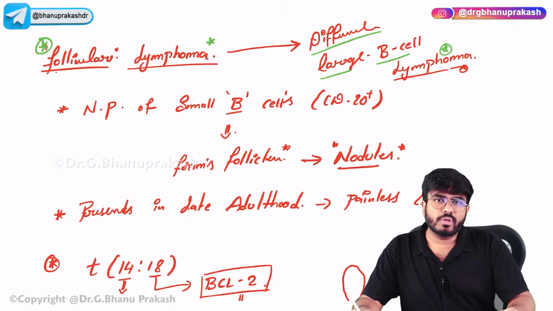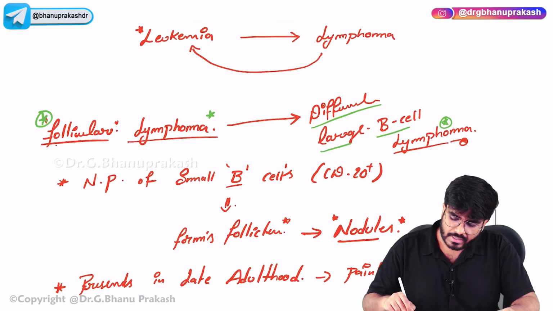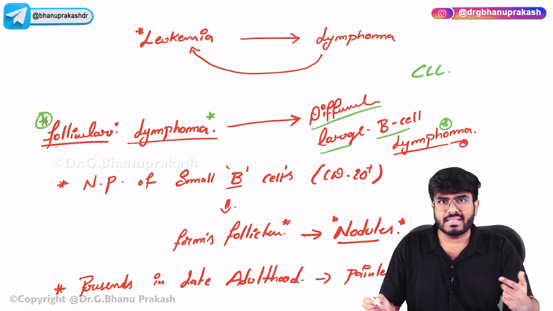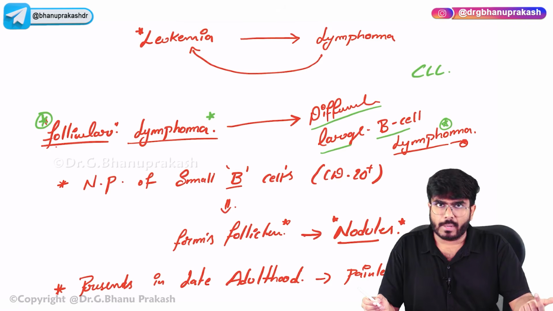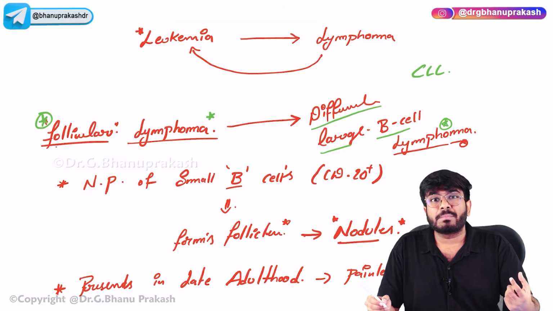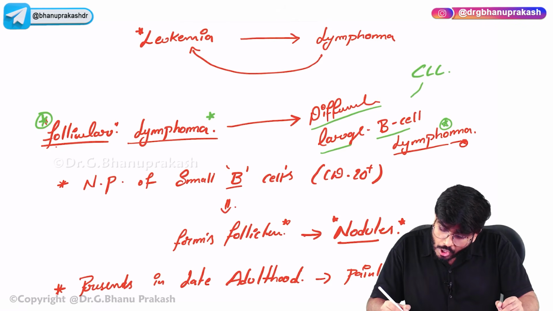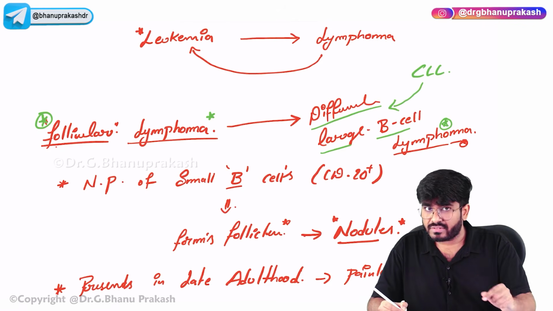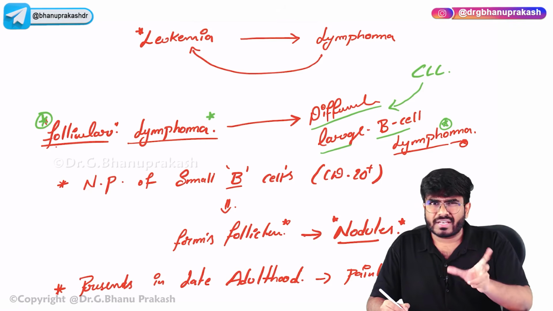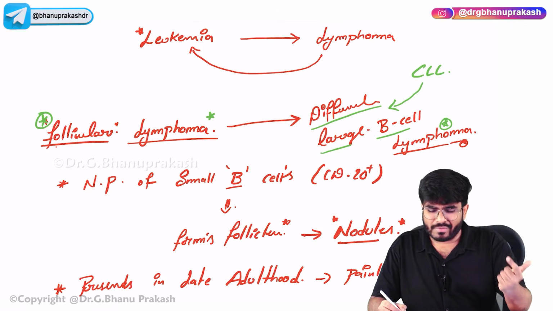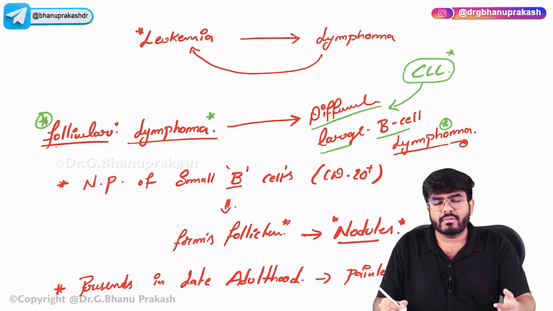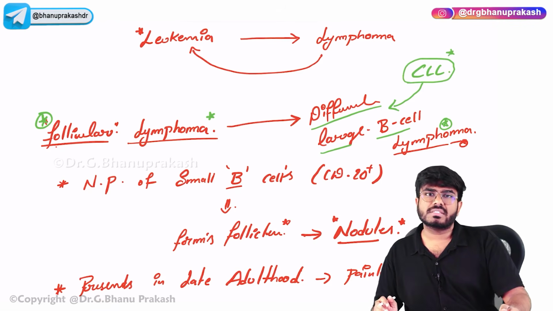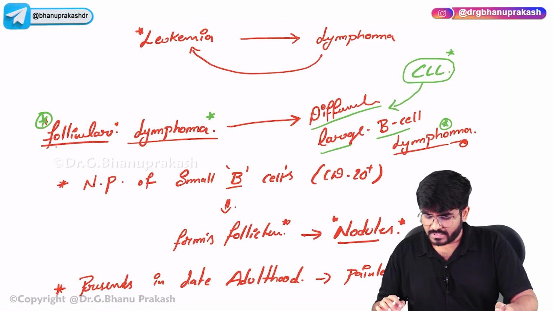In chronic leukemias also, as I have discussed in that chronic leukemia video, there is one leukemia called CLL or SLL, chronic lymphocytic leukemia or small lymphocytic lymphoma, where you can see the smudge cells. If your patient has CLL, he can develop additional mutations and he can develop diffuse large B-cell lymphoma.